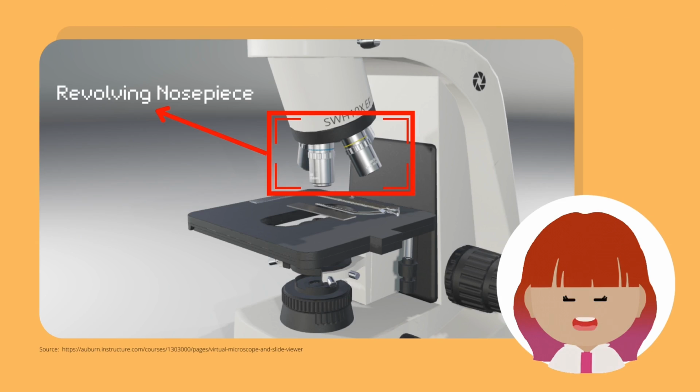Moving on, connected to the end of the eyepiece is the revolving nosepiece. This consists of 4 objective lenses, 4 times, 10 times, 40 times, and 100 times. Let's go more in depth with this. Again, there are 4 objective lenses, namely the scanning lens, LPO or low power objective, HPO or high power objective, and OIO or oil immersion objective. These are used to further enhance the magnifications of the viewed specimen.